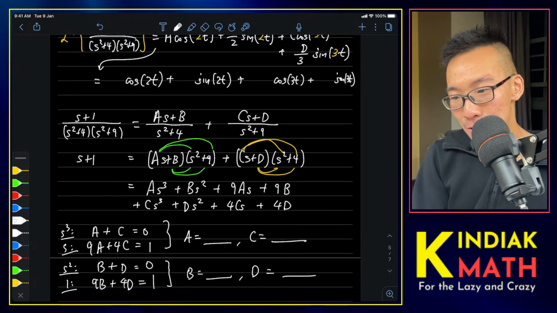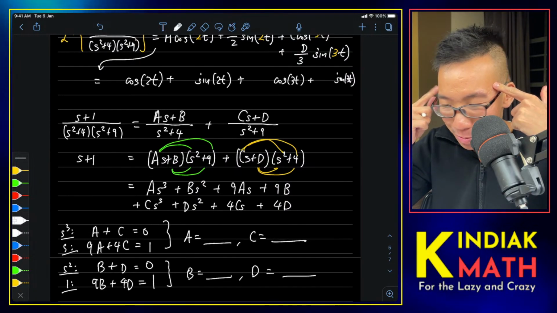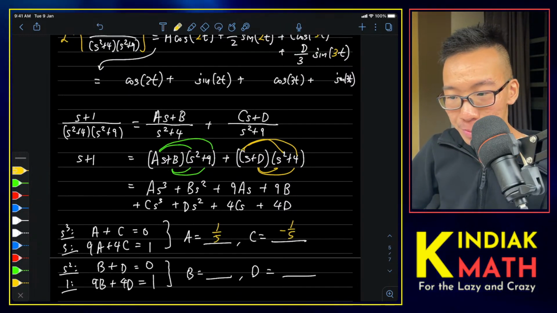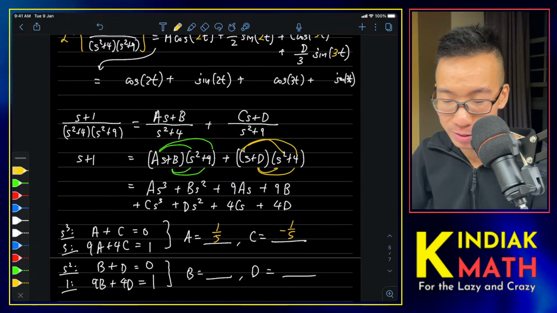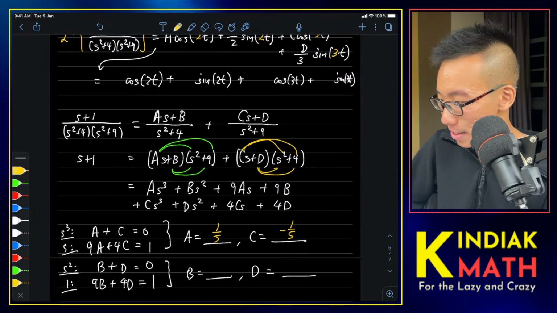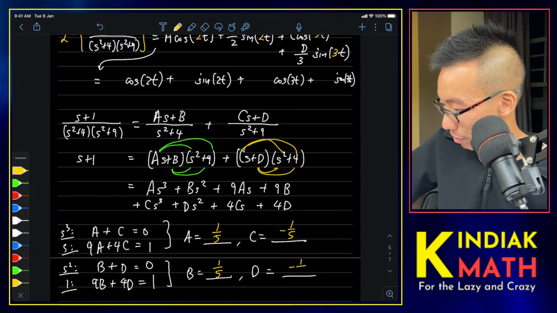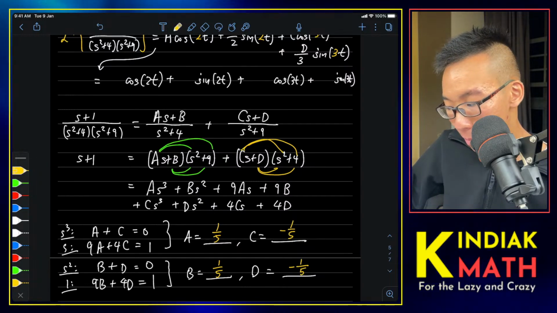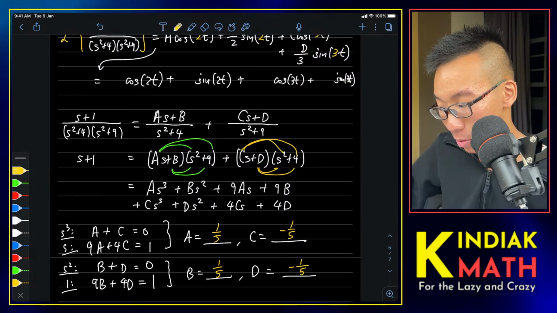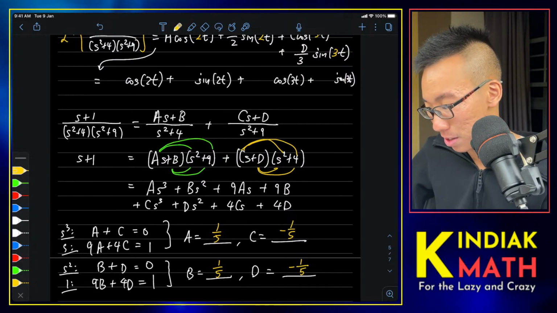But I believe, based on my superpowers of mental mathematics, a should be equal to 1 over 5. Which means c must be negative of 1 over 5. And I believe b and d has the same effect. 1 over 5 and minus 1 over 5. Did I make a careless error here? No, I think we're good. I think this calculation looks fine.